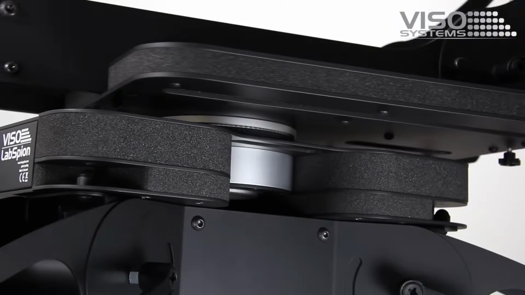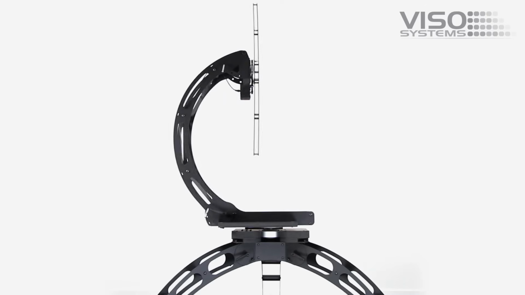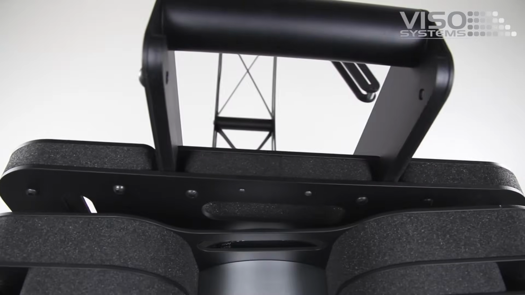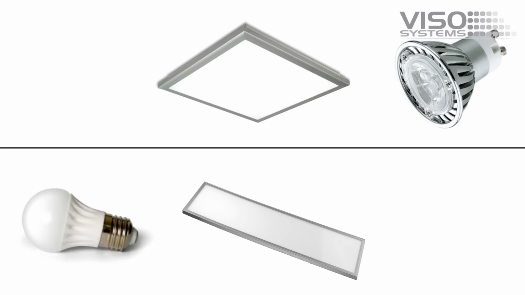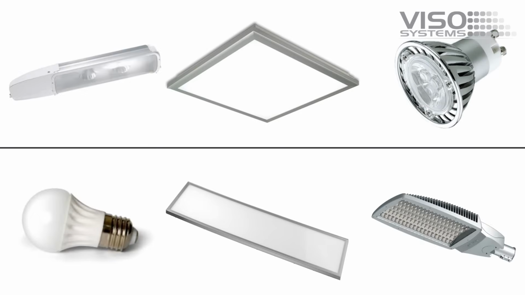LabSpion is a complete all-in-one light measurement solution. It gathers all of the necessary photometric data from the vast majority of light sources, including bulbs, panels, and even street lighting fixtures.